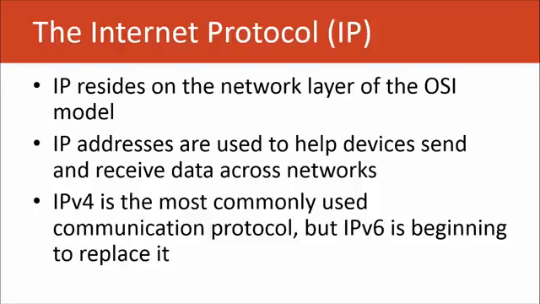The Internet Protocol resides on the network layer. Recall that from our detailing of the OSI model. IP addresses are used to help devices send and receive data across networks. Remember that they are very much like our mailing addresses. If you mail something to your mom or a friend, it's the same way computers communicate: they use addresses to make sure that information goes to its intended destination. IPv4 currently is the most commonly used communication protocol, but IPv6 is starting to replace it, and it's already being used more widely everywhere.